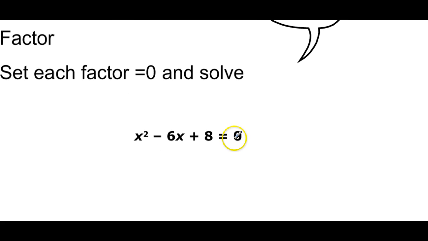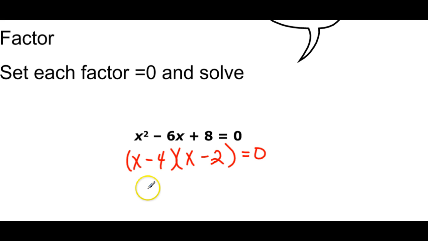It's already set equal to 0. So now we're going to factor this. Again, to factor this, go back and look at the factoring videos. But this one is going to be x minus 4 times x minus 2 equal to 0. Therefore, the values for x that will work would be a positive 4 and a positive 2.